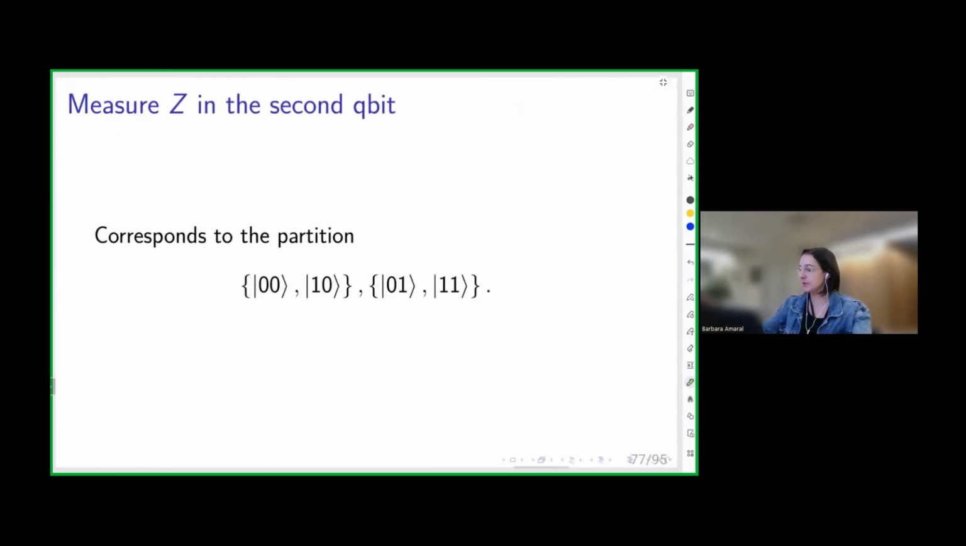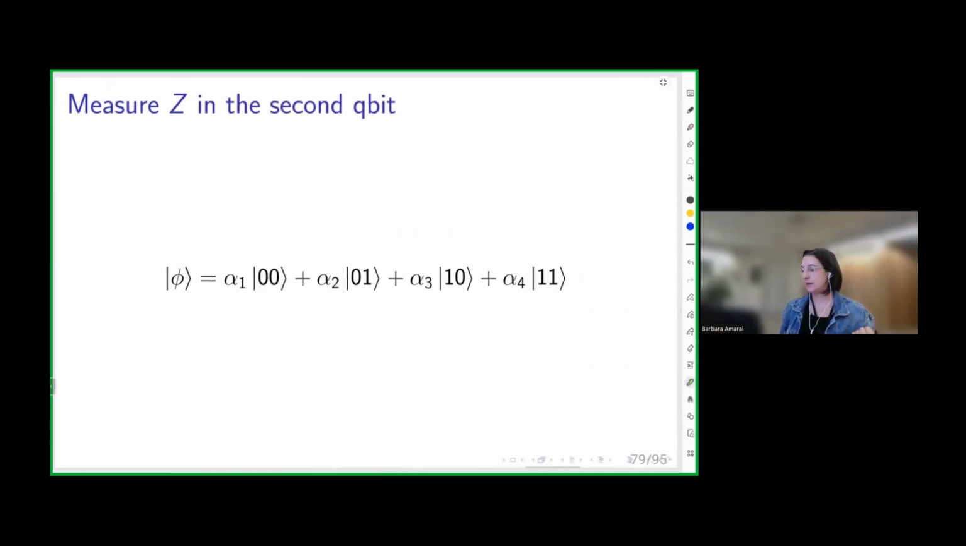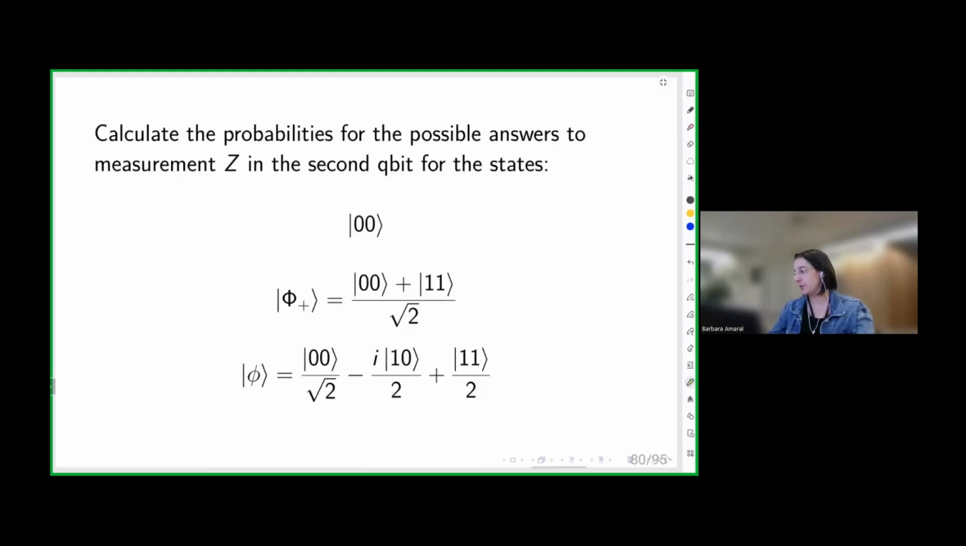Okay, other examples. Measuring the second qubit now corresponds to this partition. So now it doesn't matter what happens to the first qubit. I'm just looking at the second qubit, same thing. Again, a local measurement. Again, I have to write it in the corresponding basis, or I use the projectors as we saw in the first lecture. Again, homework for you.